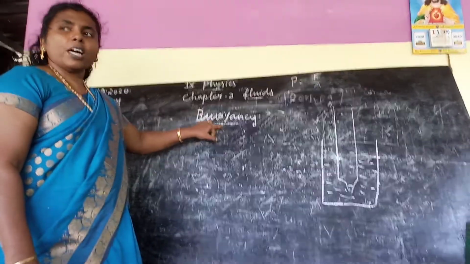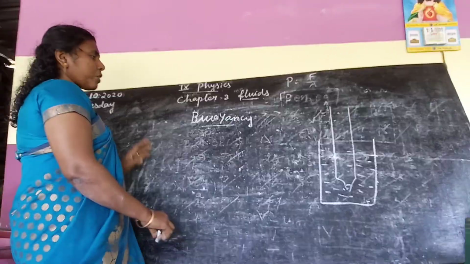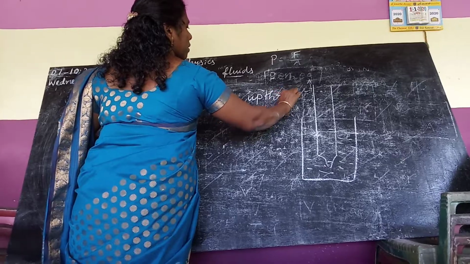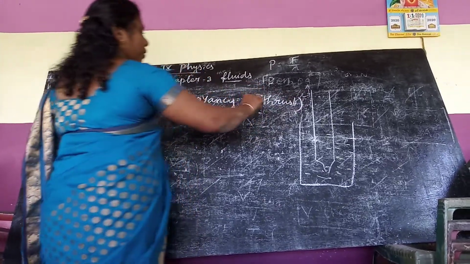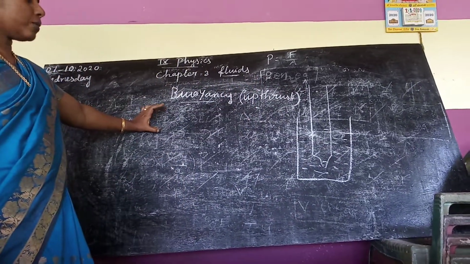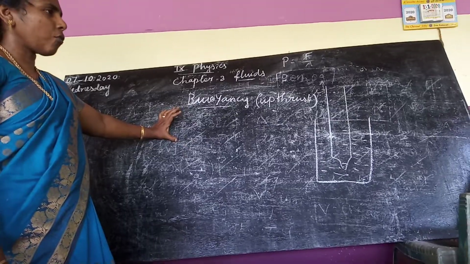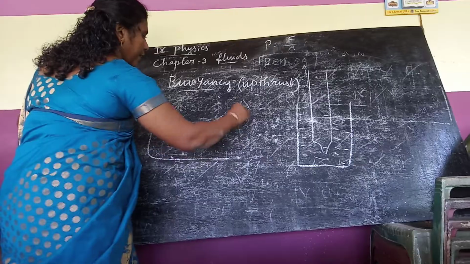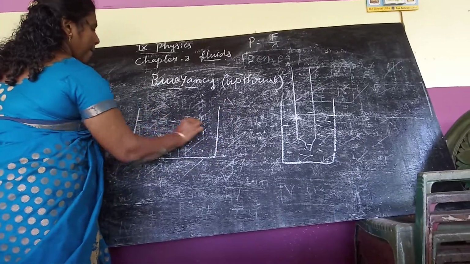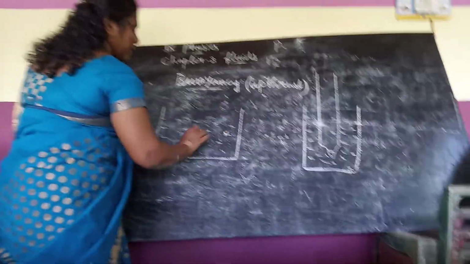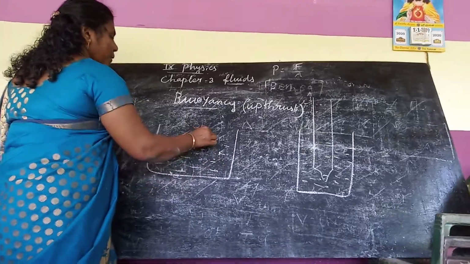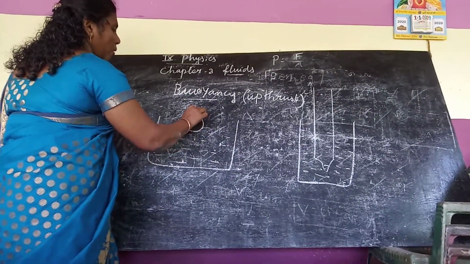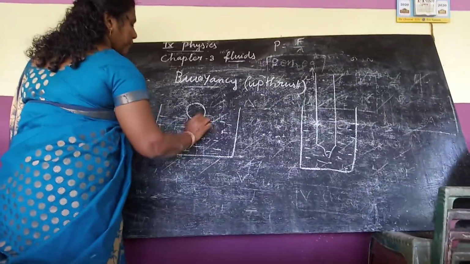Next one is the buoyancy force or upthrust force. Already you have learned about a body sinking or floating. You have learned the condition. Suppose here is a beaker containing water. Just listen, the beaker containing water. Suppose here is a ball. So the ball will float. All of you know this, the ball floats on a liquid.